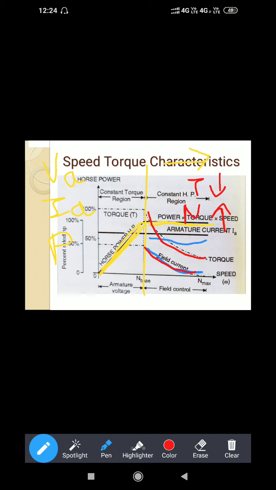So in this way, you can study the speed torque characteristics of DC motor by dividing it into two parts. First one, the constant torque region, and second one, the constant power region. Also, first one is armature voltage control, and second one is the field control, right? So from this characteristics, we have written some conclusion here. So we are going to read this.